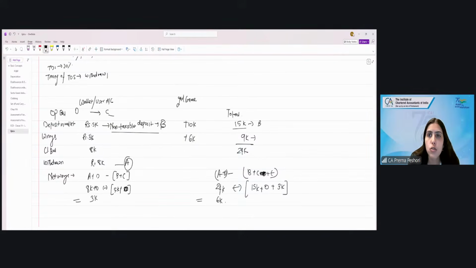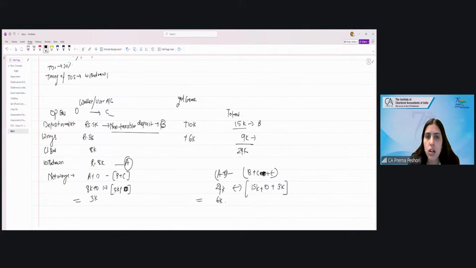Okay. So what is A? A is equal to the amount withdrawn from the user account during the financial year. D is the closing balance of the user account. B is the aggregate amount of non-taxable deposit made in the user account by the assessee. And C is the opening balance of the user account at the beginning of the financial year.